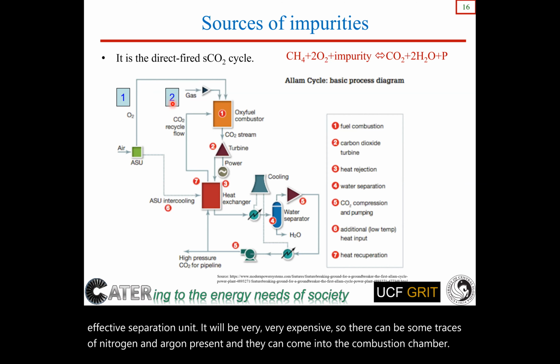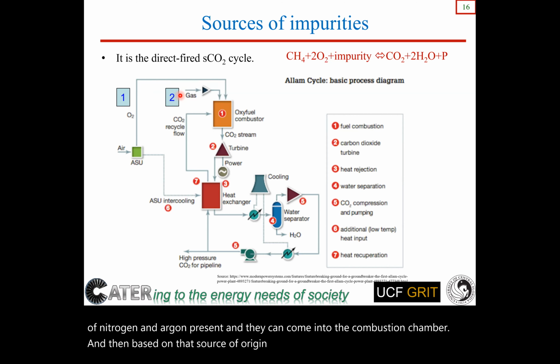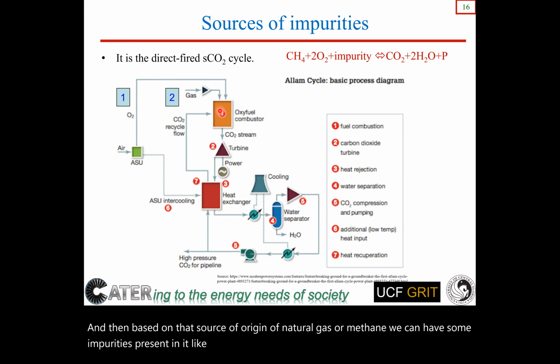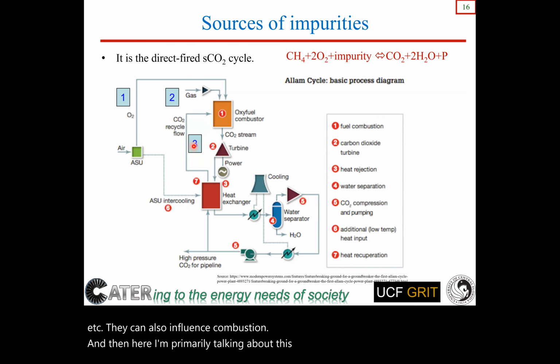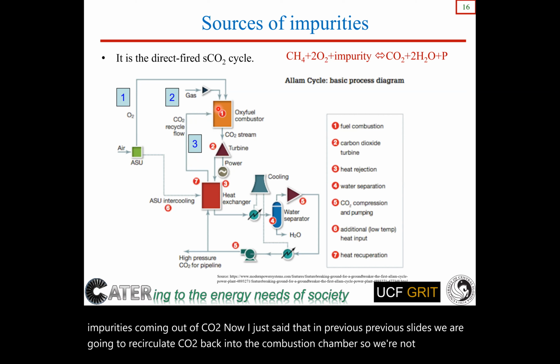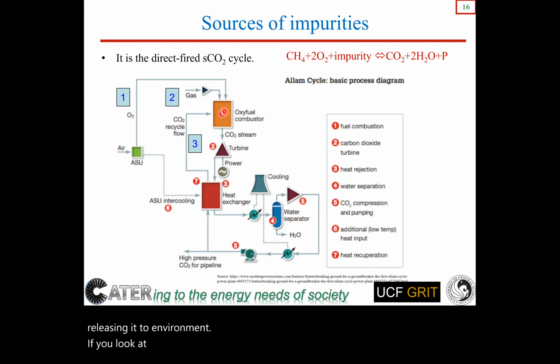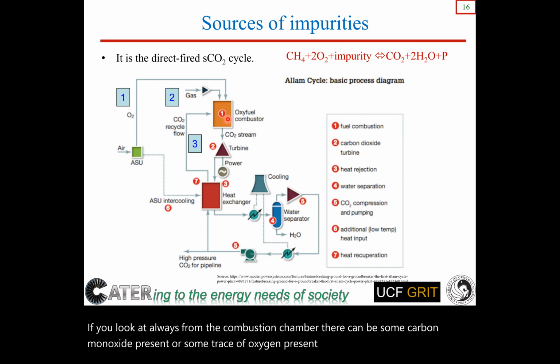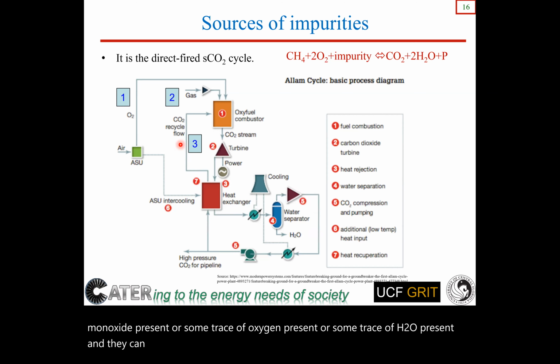And then based on the source of origin of natural gas or methane, we can have some impurities present in it, like sulfur dioxide, sulfur oxides, or water vapors, etc. They can also influence combustion. And here I'm primarily talking about this third kind of impurity, that is impurities coming out of CO2. Now, I just said that in previous slides, we are going to recirculate CO2 back into the combustion chamber, so we are not releasing it to the environment. There can be some carbon monoxide present, or some trace of oxygen, or some trace of H2O, and they can recirculate back into the combustion chamber.